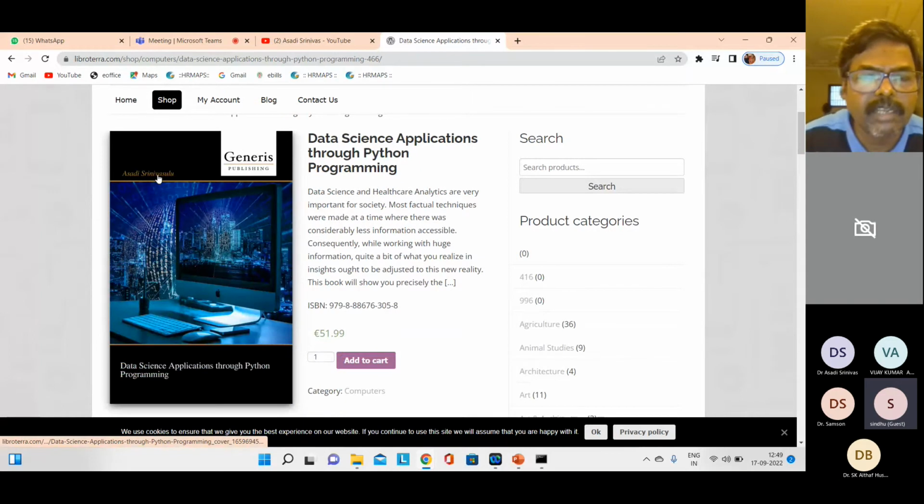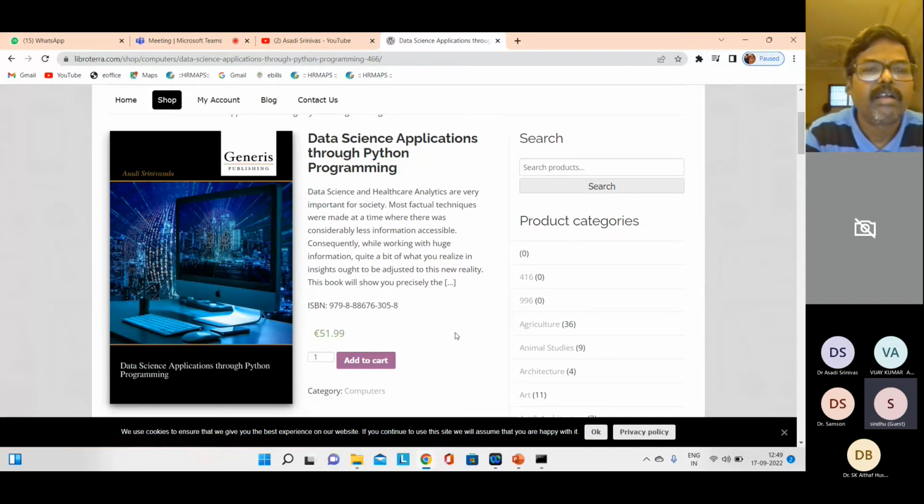My screen is visible. Samson sir, my screen is visible. Yes, sir, it's visible. Yeah, this is my textbook. It is 51.99 euros. I think it is costly for you. So better I am going to send you the soft copy and PowerPoint presentation slides. You can take them from Samson sir. He is going to help you.